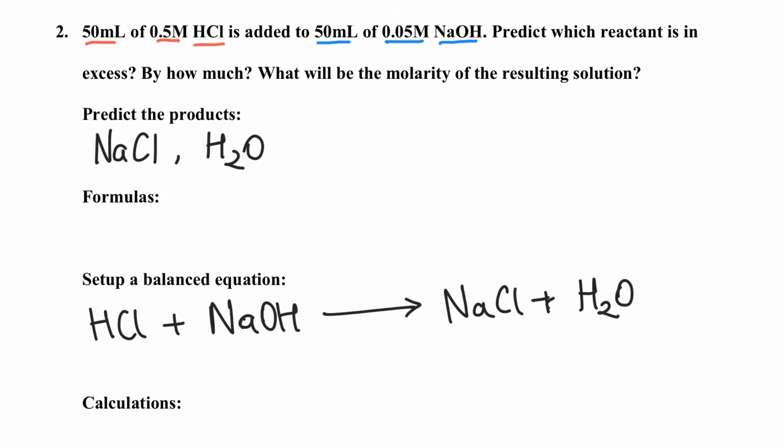Set up a balanced equation. So this equation is already balanced. Your coefficients are all ones. So let's move on to the next part. For that, we're gonna need to go back to our balanced equation, and your balanced equation tells you that your mole ratio for hydrochloric acid and sodium hydroxide is 1:1, which means that for every mole of hydrochloric acid you need 1 mole of sodium hydroxide.